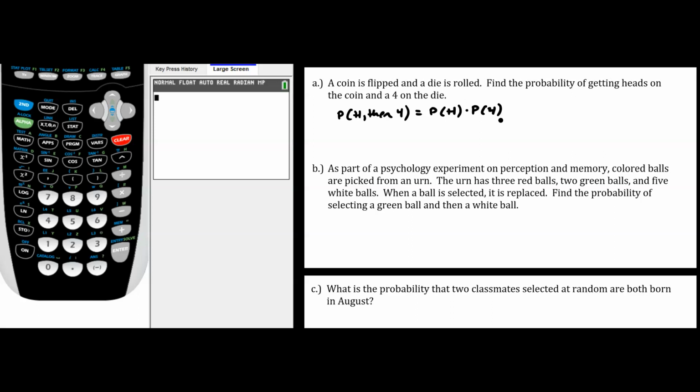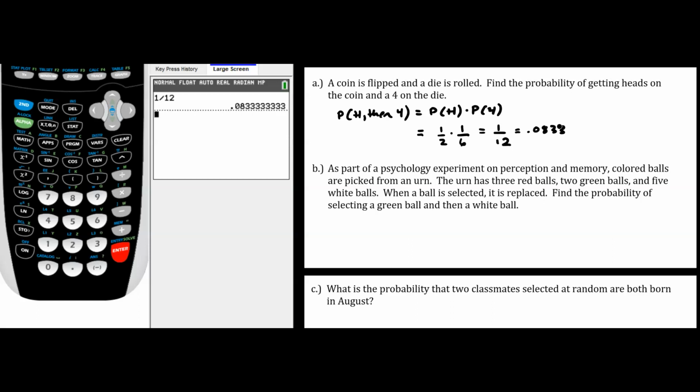And notice the way that I've written this reflects the fact that getting a 4 on the die is completely independent of getting heads on the coin. The probability of getting heads on the coin is 1/2, and the probability of getting a 4 on the die is 1/6. So we end up with an overall probability of 1/12. If you take 1/2 and multiply it by 1/6, you get 1/12. And 1/12 in decimal form is equal to 0.083, or 0.0833 if you're going to 4 decimal places. So a little over 8% chance of getting heads on the coin and a 4 on the die.